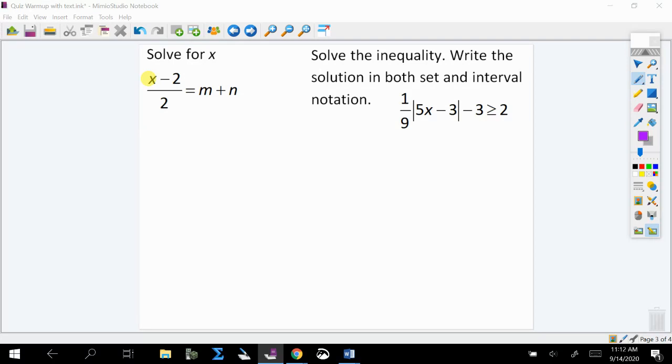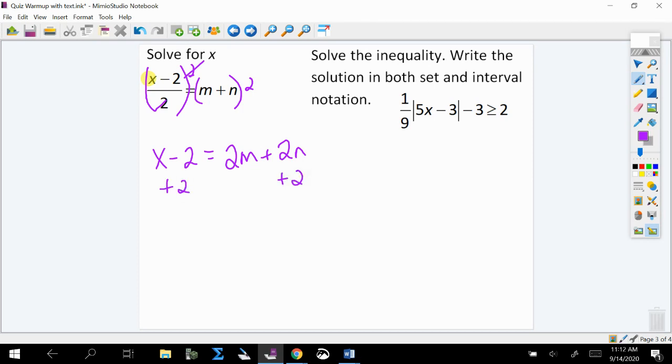So first thing I'm going to do is multiply everything by 2 to get rid of that 2 in the bottom. When I multiply everything by 2, I have to make sure I distribute that 2 through. So I'm going to have a 2m and a 2n, and that 2 is going to cancel with that 2. And then I need to get x by itself, so I'm going to add 2. I can't add it to any of the terms that are already there because they are not like terms. So we are going to add them all separately, in any order would be correct.